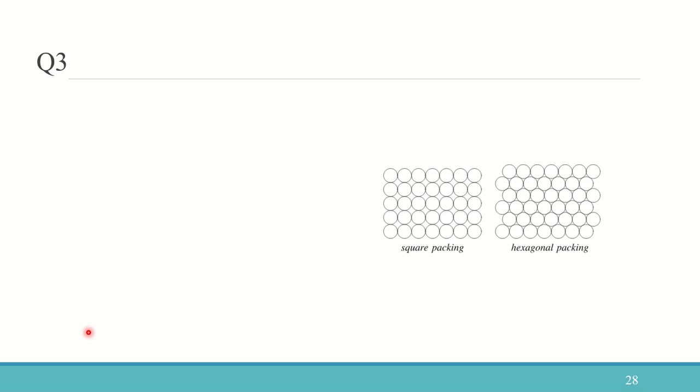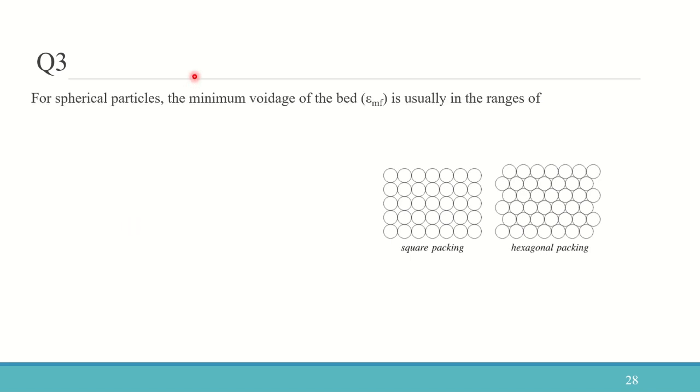Now we'll go to question 13. It is asked that for spherical particles, the minimum voidage of the bed is usually in the range of. This question again we have seen today. The right answer is 0.4 to 0.45. Option A is 0.4 to 0.45, option B is 0.5 to 0.55, option C is 0.6 to 0.65, and option D is 0.7 to 0.75. This is how the packing of solids looks, and if we calculate, we get the void fraction as 0.4 to 0.45.